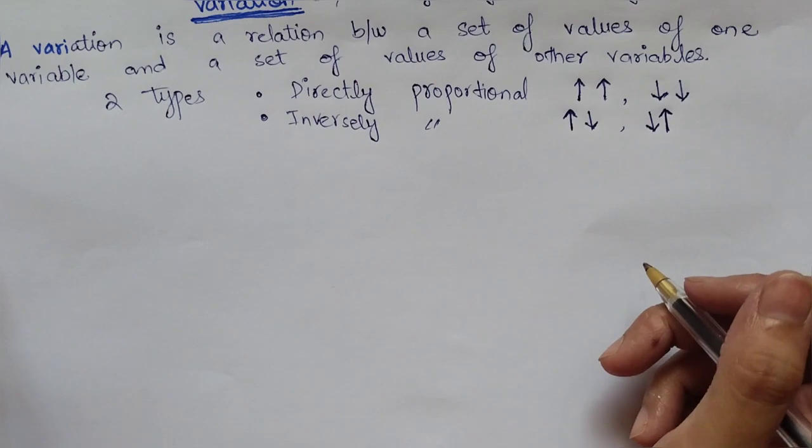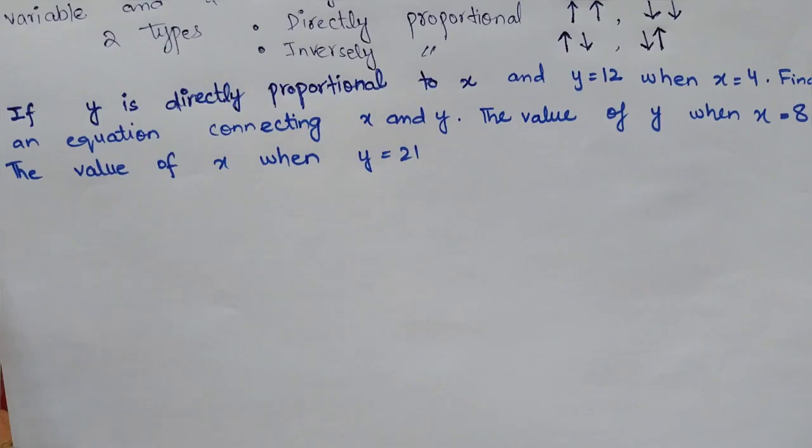For example, our question is: if y is directly proportional to x and y is equal to 12 when x is equal to 4, find an equation connecting x and y. First we have to find an equation in which there is only x and y. Next we have to find the value of y when x is equal to 8 and the value of x when y is equal to 21.